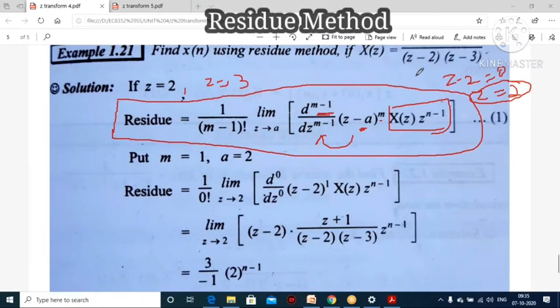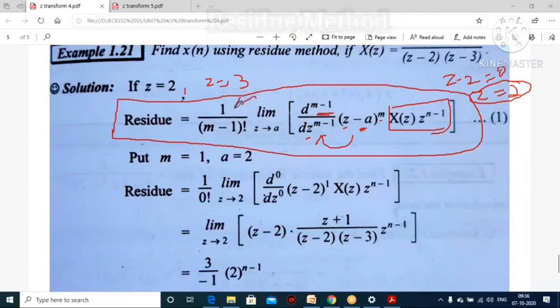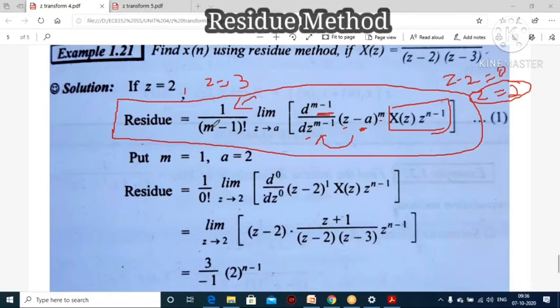Then you differentiate this term. How many times? M minus 1 times. So d power m minus 1 divided by dz power m minus 1, because our differentiation is with respect to z. Close the bracket, and then apply the limit, z tends to a. Before that you add the factorial term. The power is m minus 1, so 1 divided by (m minus 1) factorial. Am I clear? If you write this formula, automatically you can know the result.